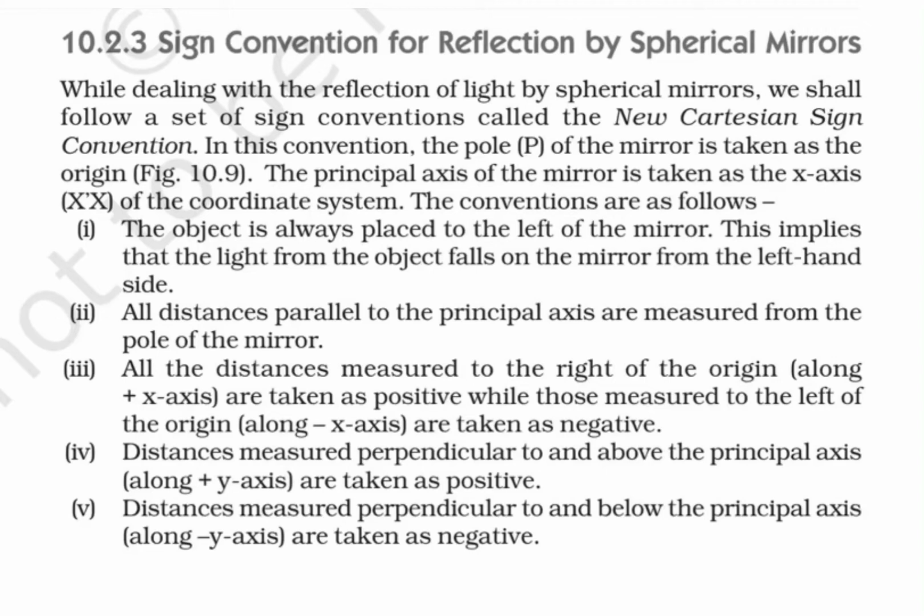Second, all distances parallel to principal axis are measured from the pole of the mirror. Third, all the distances measured to the right of the origin, that is pole in case of mirror, are taken positive, while those measured on the left side of the origin, that is on left side of the pole, are taken negative. Fourth, distances measured perpendicular and above the principal axis, that is along plus y, are taken positive. Fifth, distances measured perpendicular to and below the principal axis, that is along minus y, are taken negative.